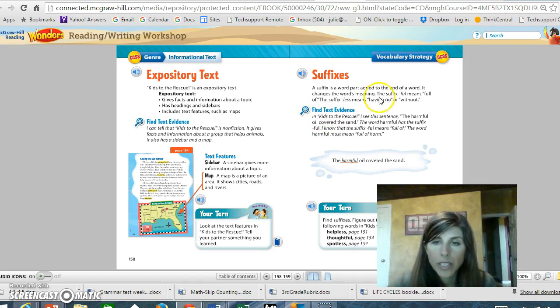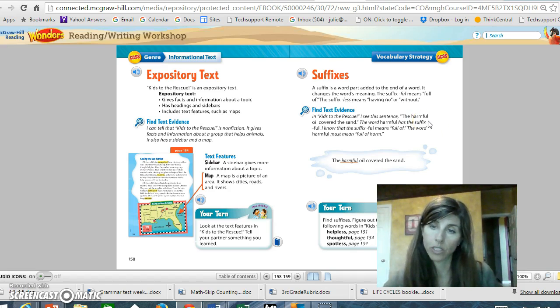So in Kids to the Rescue, I see a sentence: the harmful oil covered the sand. Harmful has a suffix, because FUL is spelled differently than the word full, like I'm full from dinner. Full is FULL. FUL is a suffix, okay? And it means full of, so it does mean the same. So harmful means it's full of harm. So suffixes always change the meanings of a word.